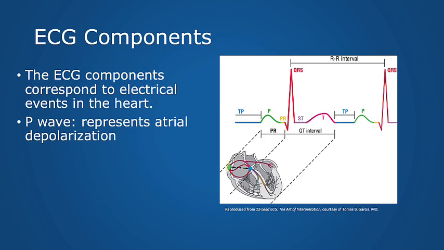Then we've got our QRS, which represents what? Ventricular depolarization. My S comes down into the ST segment, which is the portion between the S wave and the T wave. What is this little point right here called? The J point. So when we go into ST elevation recognition, that's where we're going to be referencing. And then our T wave represents what? Ventricular repolarization.